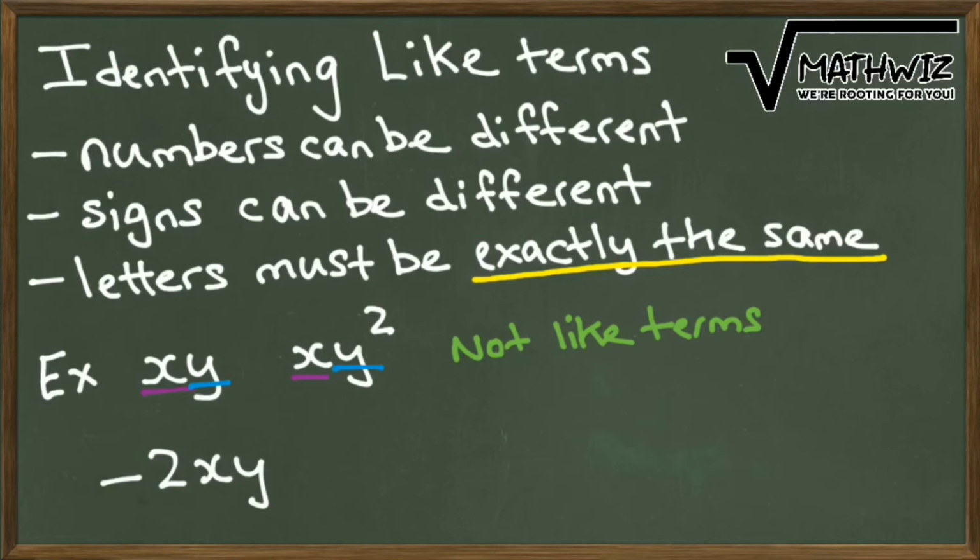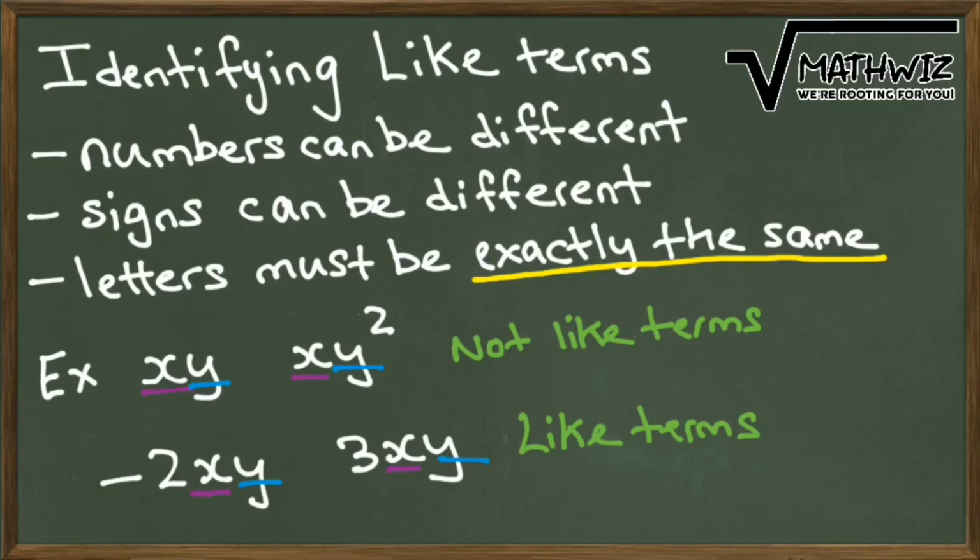So let us say you have minus 2xy and you have 3xy. Now again, we are not focusing on the numbers or the sign. You are focusing on the letters. And yes, the x and the y are both the same. And so for this, you would say that they are like terms. Okay, I'm going to give you 2 to try on your own. You're going to tell me if they are like terms or not.